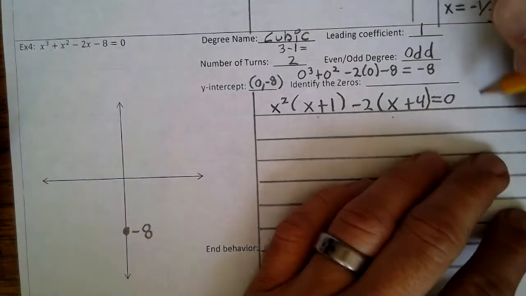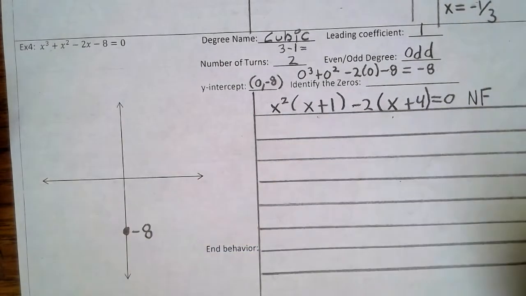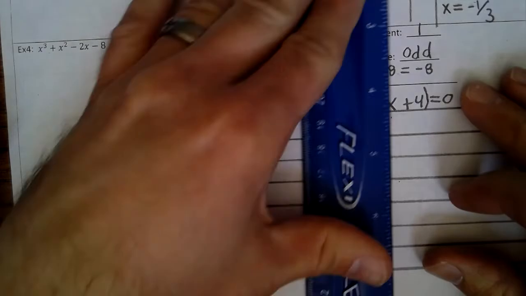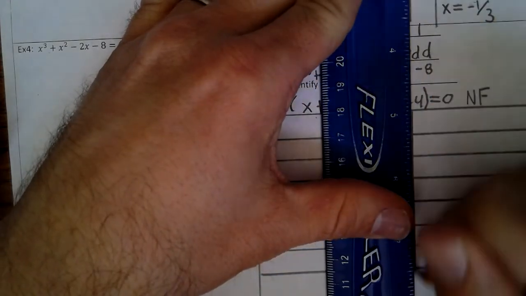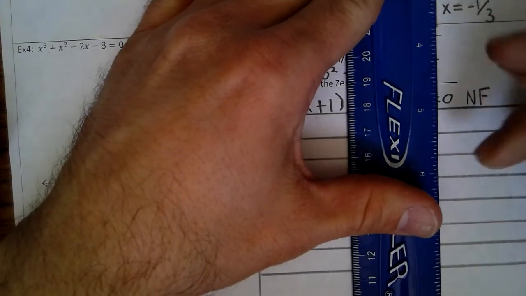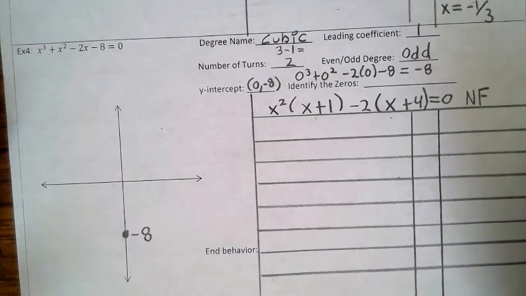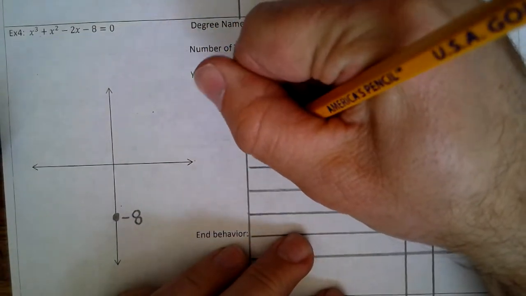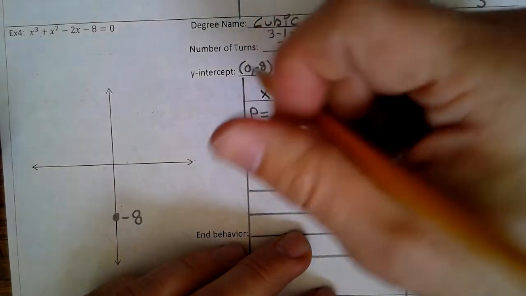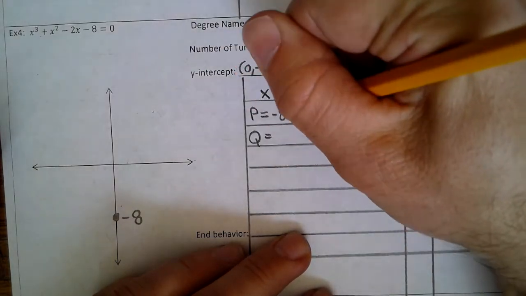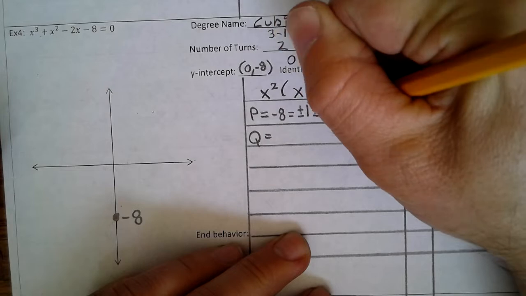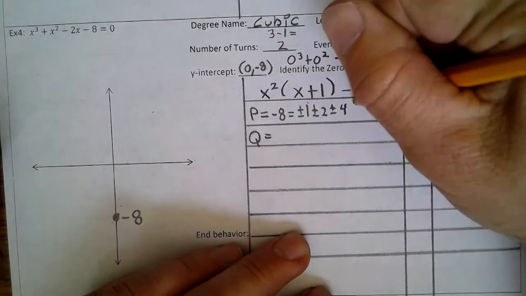And let's leave space for the synthetic division. So p, q. So p is negative 8. So the factors are plus or minus 1, plus or minus 2, plus or minus 4, plus or minus 8. And q is 1, so the factors are plus or minus 1. So now we do p divided by q, which we're just dividing by 1, so it's just plus or minus 1, plus or minus 2, plus or minus 4, plus or minus 8.